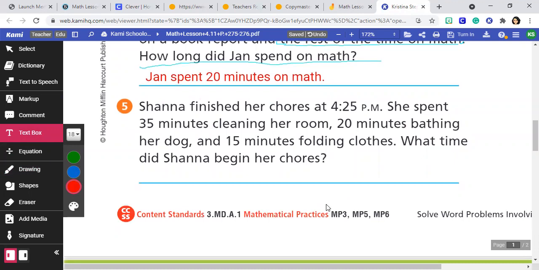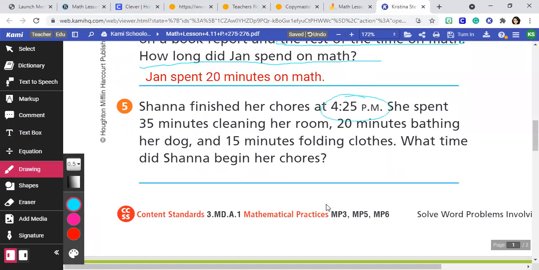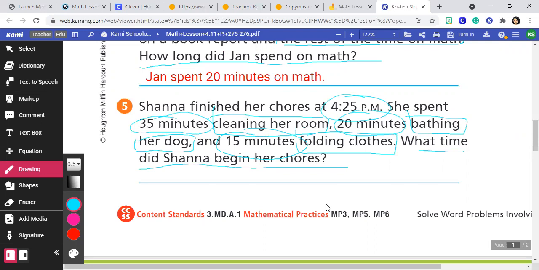Number 5 is much of the same. Shanna finished her chores at 4:25 p.m. She spent 35 minutes cleaning her room, 20 minutes bathing her dog, and 15 minutes folding clothes. What time did Shanna begin her chores? That word begin means that we are going to start at the end and work backwards. So that's one like we did yesterday. Let's do this.